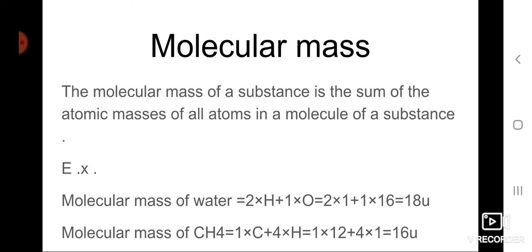Molecular mass of CH4, that is methane. In methane we have 1 carbon and 4 hydrogens. So 1 into mass of carbon plus 4 into mass of hydrogen. So the total is 16 unified mass.